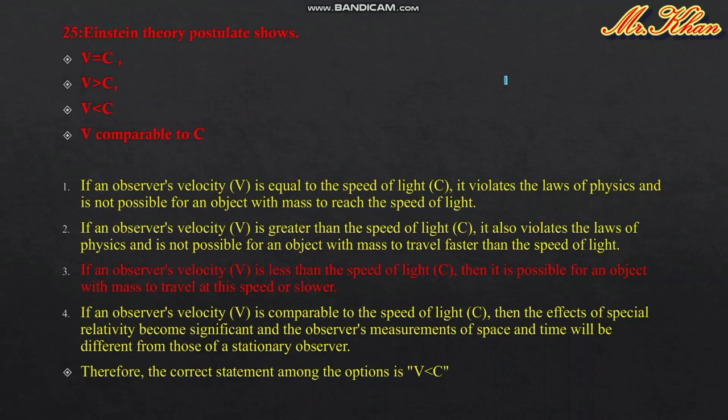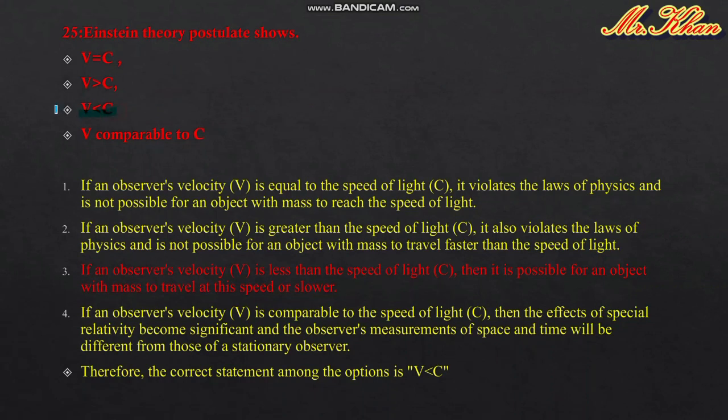If an observer's velocity, v, is equal to the speed of light, c, it violates the laws of physics and is not possible for an object with mass to reach the speed of light. If v is greater than c, it also violates the laws of physics and is not possible for an object with mass to travel faster than the speed of light. If v is less than c, then it is possible for an object with mass to travel at this speed or slower.